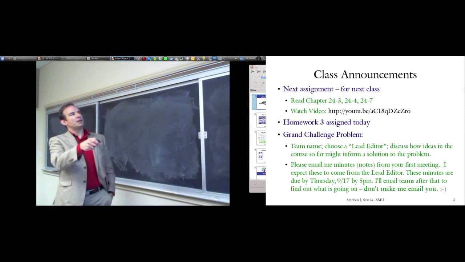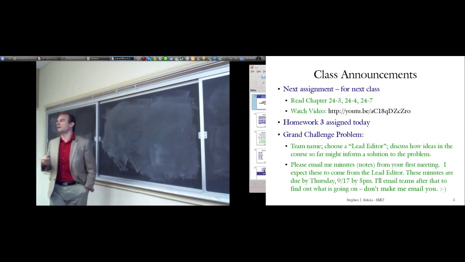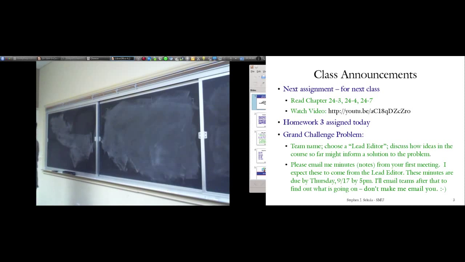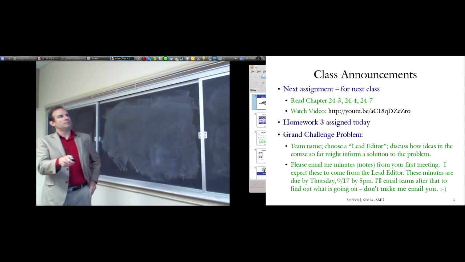So there's a bonus problem, problem 12, that's tacked on to the very end of that. And it's a variation on the theme of a circle or semicircle or part of a circle of charge. Okay? All right. Grand challenge problem.